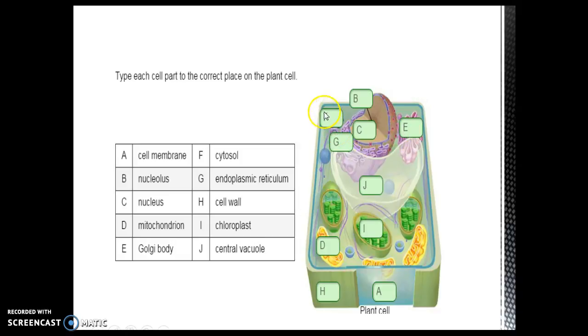F is the cytosol. Also can be the cytoplasm, includes that cytoplasm. Endoplasmic reticulum is G. So that is this purple thing folded up right next to the nucleus. The cell wall is H. That is unique to plants. The chloroplast is I. You can see the chloroplast has stacked green discs. That's how you can tell it's a chloroplast.